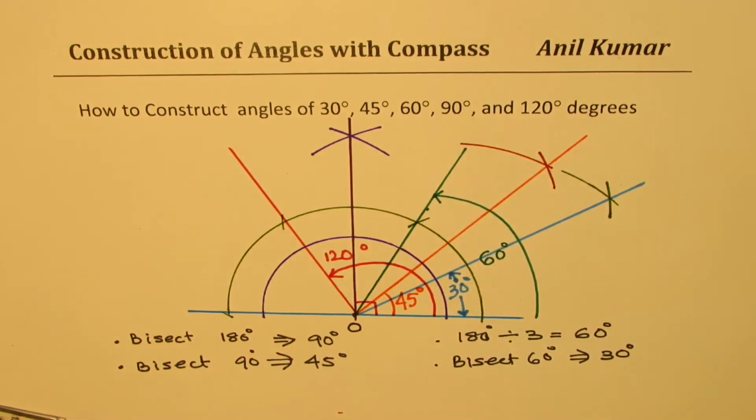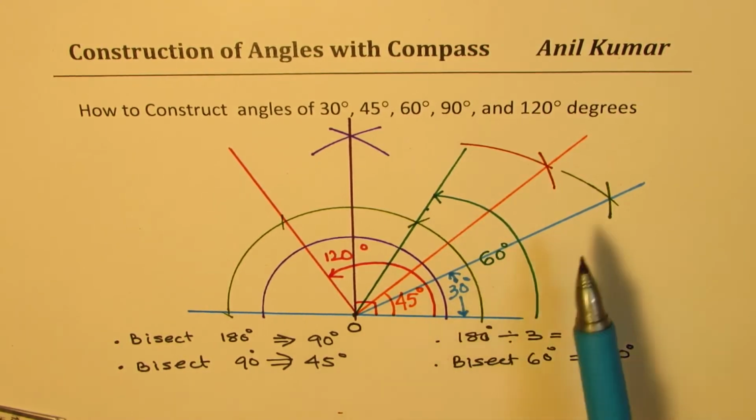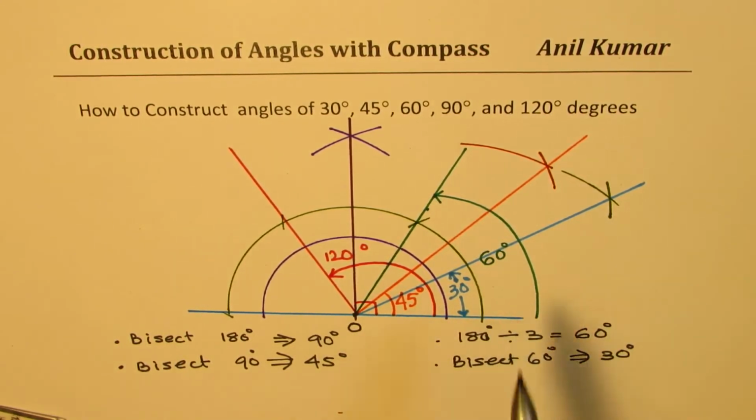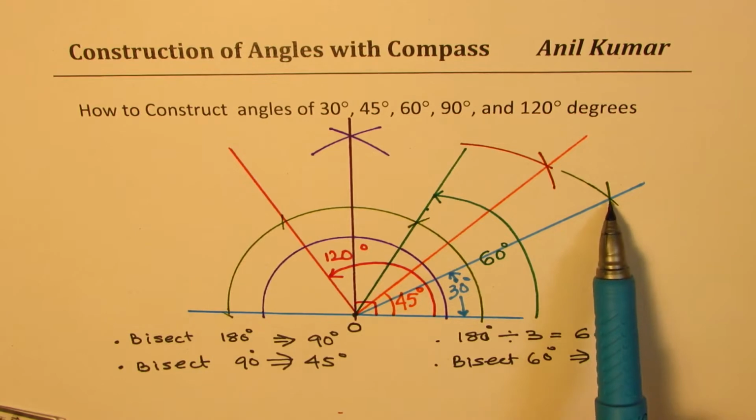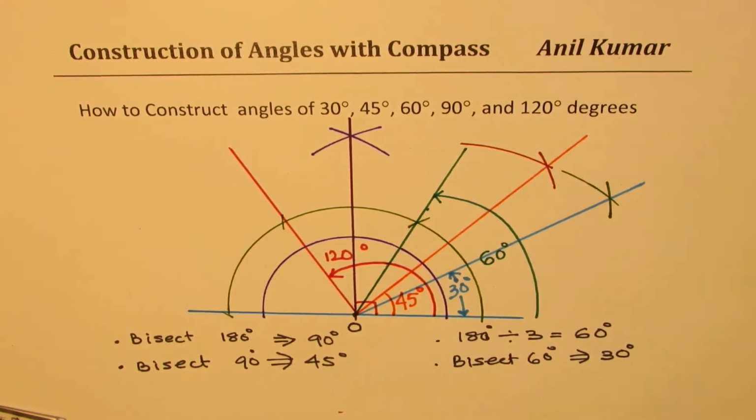So we can keep on bisecting and get, if you bisect 30, you get 15. And the way to bisect is, cut an arc and then place your compass at both the points with the same arc and get the point, which is the bisector of the angle. So I hope that makes sense. Perfect. So that is how you get most of the angles using just a compass and a ruler.